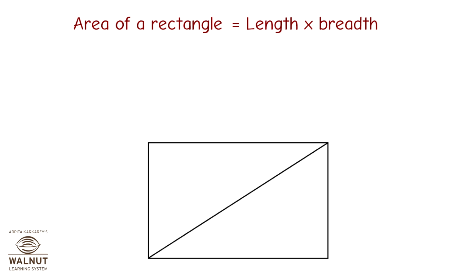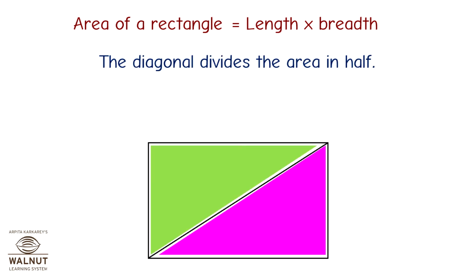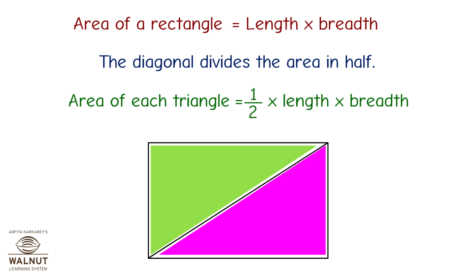What happens when we draw a diagonal in a rectangle? You divide that rectangle into two equal triangles. The diagonal divides the area in half. So what is the area of each half? It is half into length into breadth. That is the area of each triangle formed due to the diagonal.